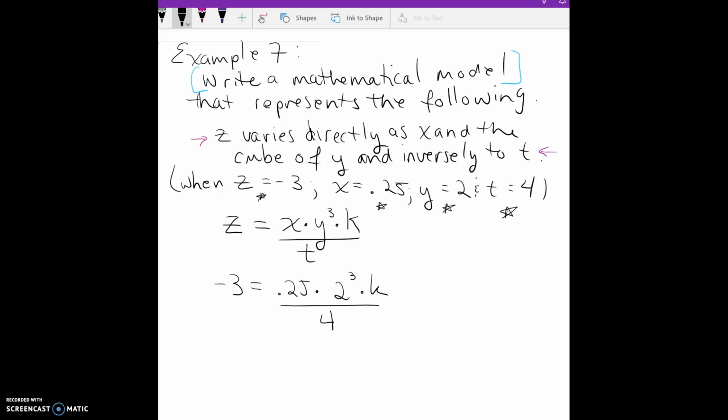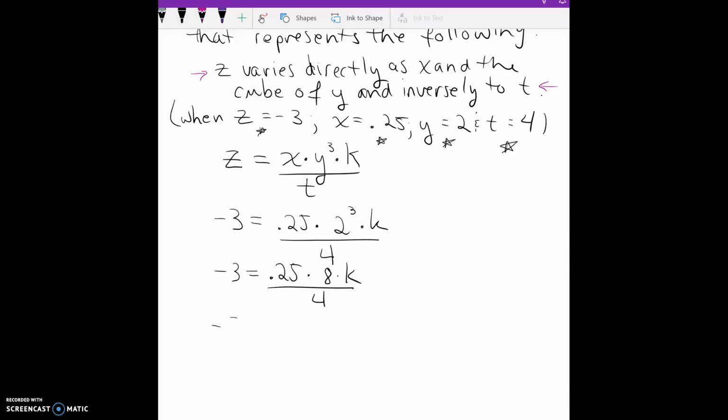Okay, so let's start simplifying in the numerator. We have -3 is equal to 0.25 times 8 times k divided by 4. So that's equivalent to saying -3 is equal to, we multiply 0.25 times 8 and then divide that by 4. We get 0.5 times k. And then to get k by itself, I'm going to divide each side of the equation by 0.5. Going to my calculator, -3 divided by 0.5 is -6. So k is equal to -6.